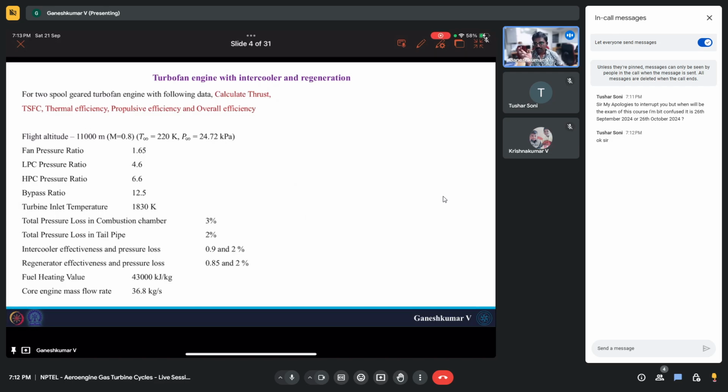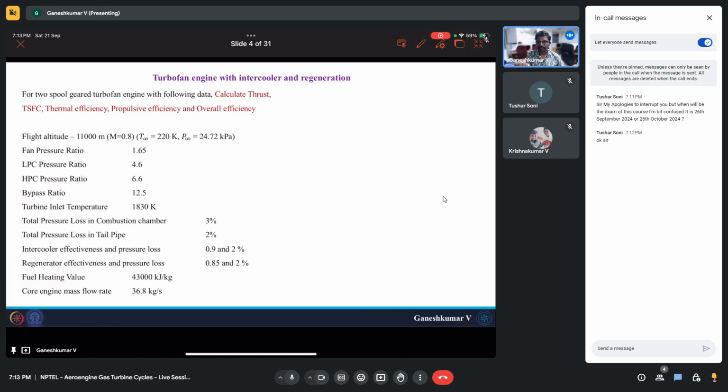So for example, the engine is now flying at an altitude of 11,000 meters at Mach 0.8, whose pressure and temperature are given. The fan pressure ratio is 1.65. The low pressure compressor pressure ratio is 4.6. The high pressure compressor pressure ratio is 6.6. The bypass ratio is 12.5. The turbine inlet temperature is 1830 Kelvin, and you have pressure losses in both the combustion chamber and tailpipe, and you have the intercooler effectiveness and pressure loss, and the regenerative effectiveness and pressure loss.